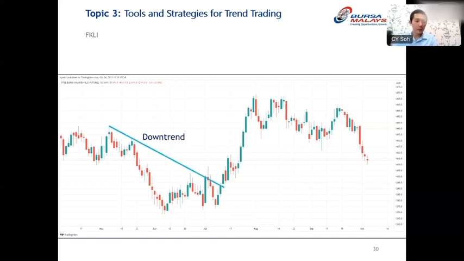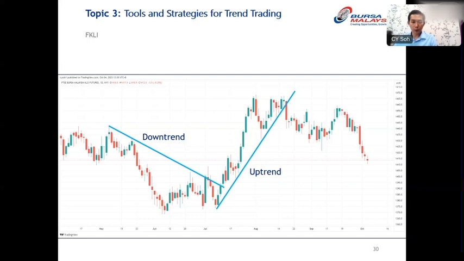So for downtrend, it's easier for you to identify, which is all you need to do is actually focus on the high, lower highs, and connecting these two dots. You can see there is a downtrend. Price below the line is a downtrend. When the price breaks above the line, it means that the trend has already changed.